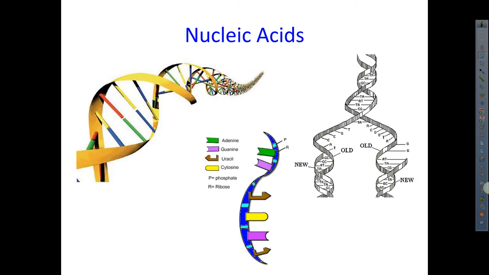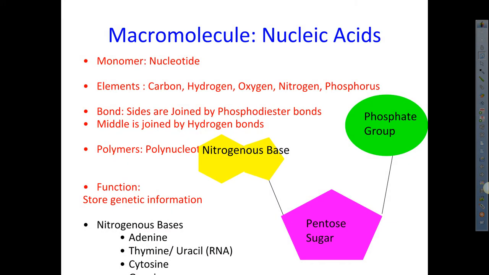Alrighty, last group, nucleic acids. So these are DNA and RNA. Nucleic acids have a monomer called a nucleotide. This is a very complex monomer. It's actually a 3-part monomer. It has a phosphate group, a pentose sugar, and a nitrogen base. The elements involved are carbon, hydrogen, oxygen, nitrogen, and phosphorus.